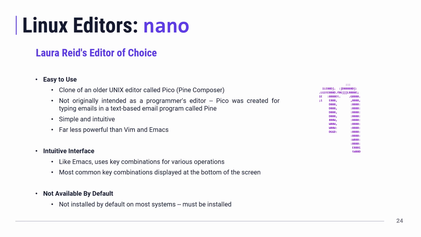So Nano, you know, it's not a super advanced editor, it's just for basic general text editing. It comes from an older editor called Pico. It's developed as a clone of that. Not nearly as powerful as Vim and Emacs, but yeah, it'll get the job done for basic text editing. It is modeless like Emacs, so you don't have to switch between modes like you do in Vim. And again, it's not available by default on most systems. You have to explicitly install it.